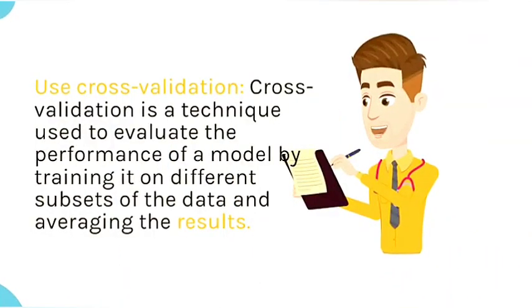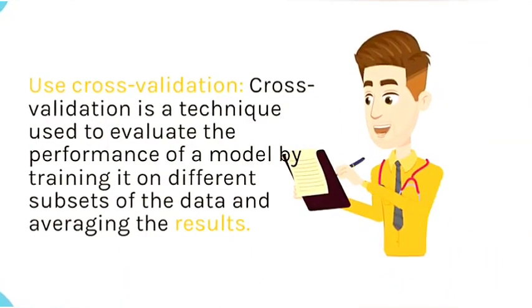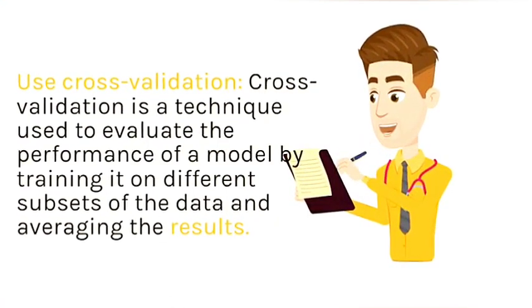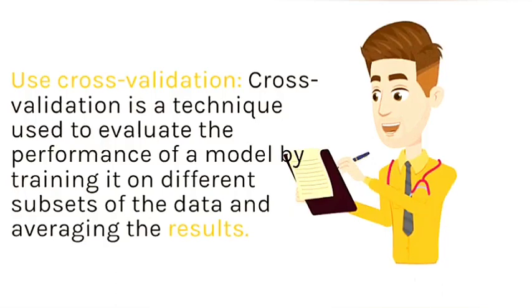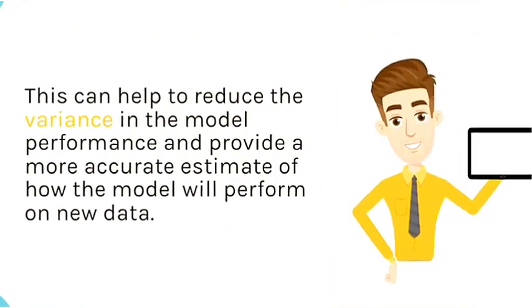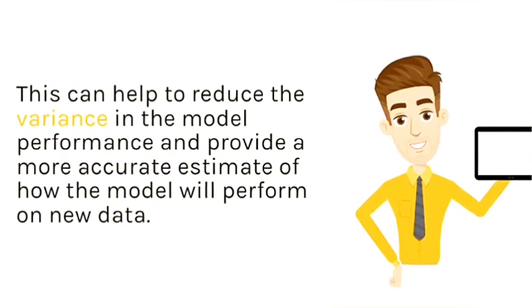Use cross-validation. Cross-validation is a technique used to evaluate the performance of a model by training it on different subsets of the data and averaging the results. This can help to reduce the variance in the model performance and provide a more accurate estimate of how the model will perform on new data.